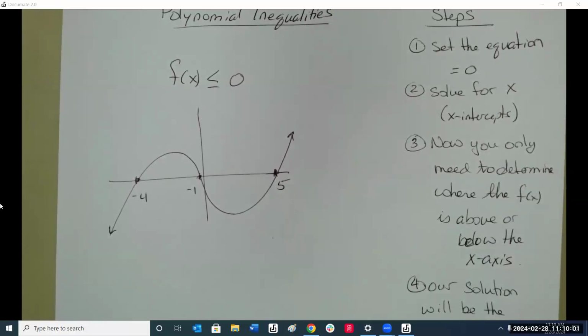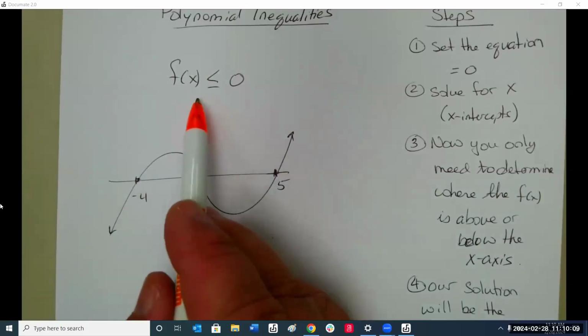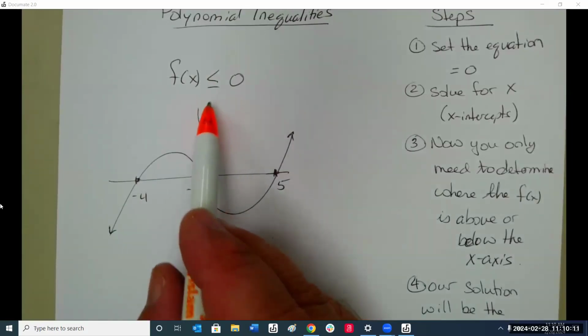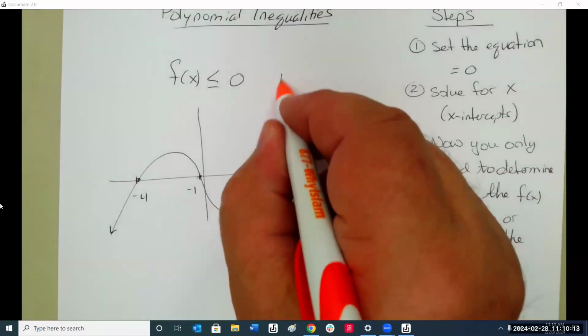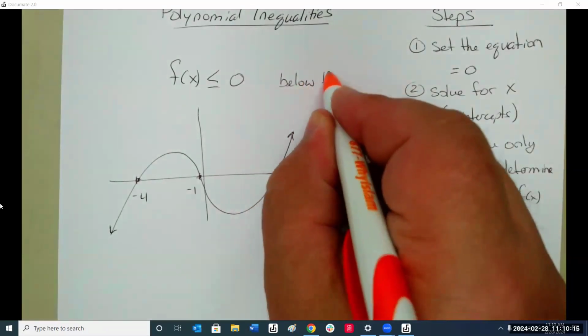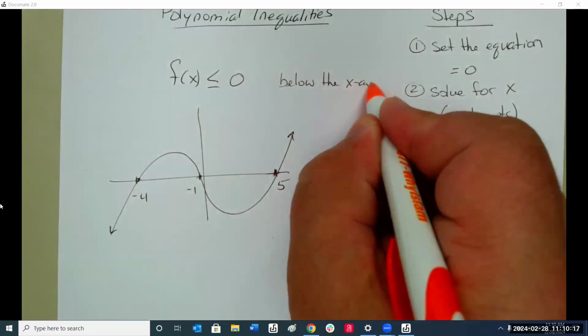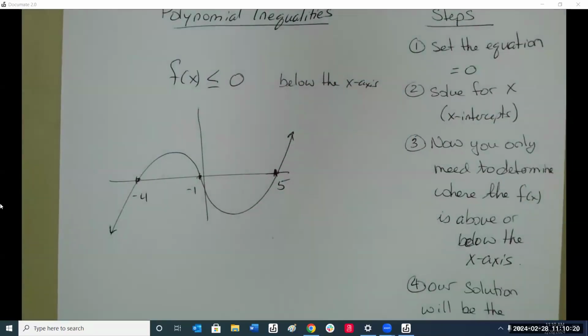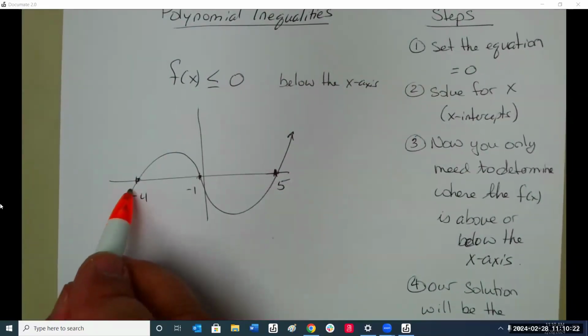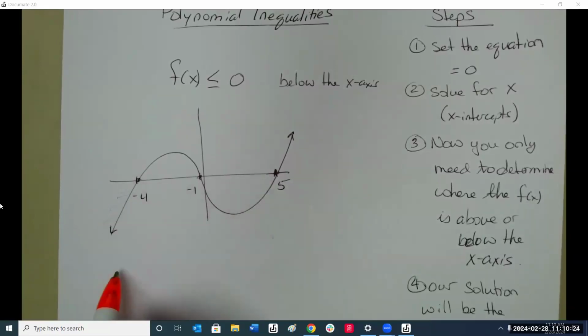No, those are the important points. Those are what we call critical values, because that's where we base our answers from. What's the function looking for? Anything below. So this one says below the x-axis. So the graph is below the x-axis here from -infinity to -4.